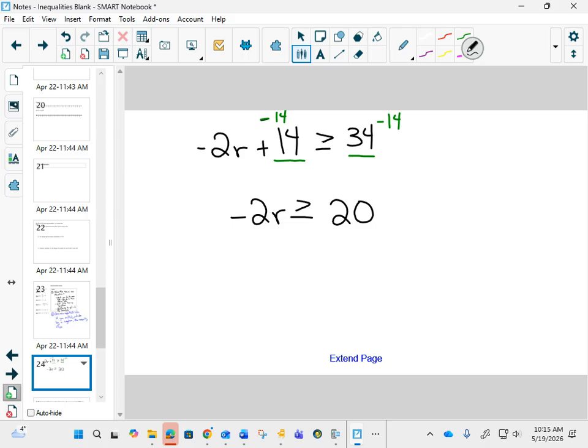Do we have any more like terms to put together? No. How would I get the r by itself? Right now, what's happening to this r? It's getting multiplied by negative 2. The opposite of multiplying by negative 2 would be divide by negative 2. And on this side, negative 2 divided by negative 2 is 1, and we just get r.